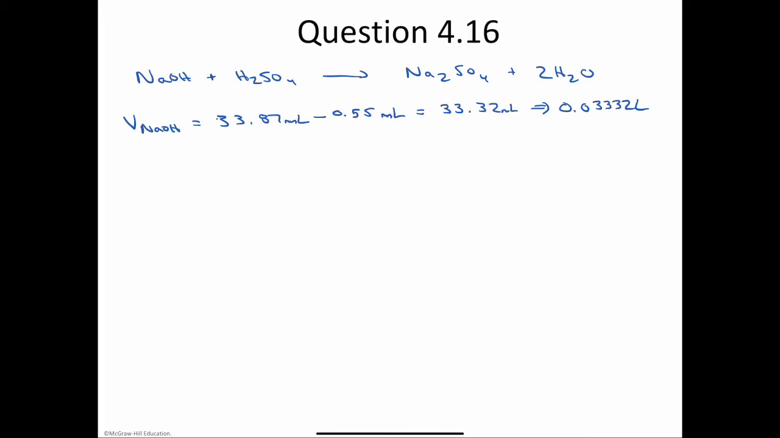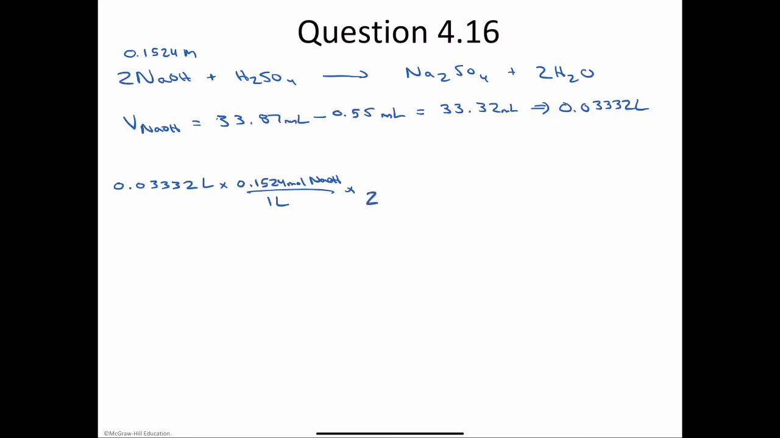Now I can use the concentration of my sodium hydroxide, which was given to me in the question, 0.1524 molar. So I'm going to take my volume of sodium hydroxide, 0.03332 liters, multiply that by the molarity of my sodium hydroxide. So I have this many moles of sodium hydroxide in 1 liter. And then in order to determine the number of moles of sulfuric acid, I'll go over to my balanced equation. So I forgot to put the 2 in front of my sodium hydroxide. So now my equation is balanced.